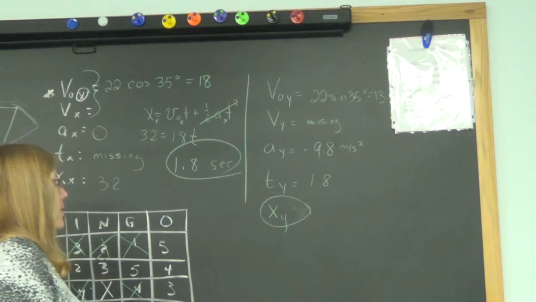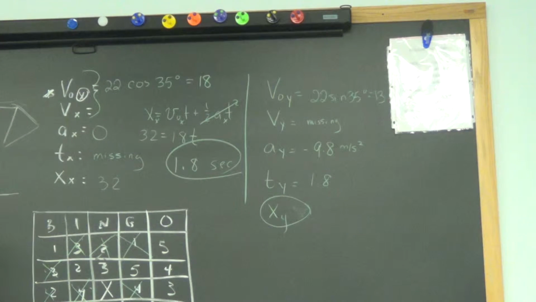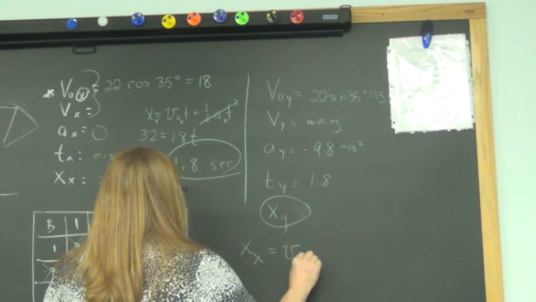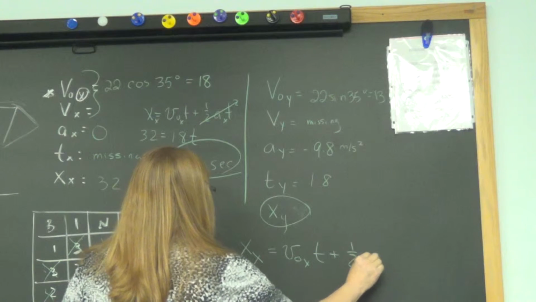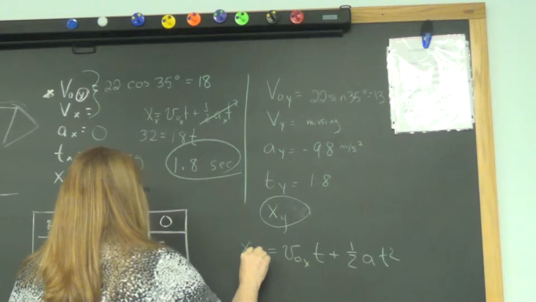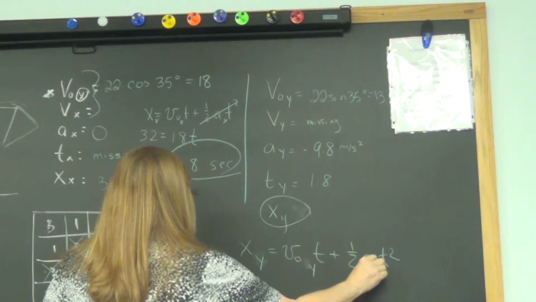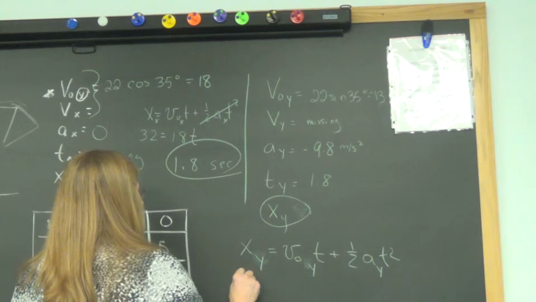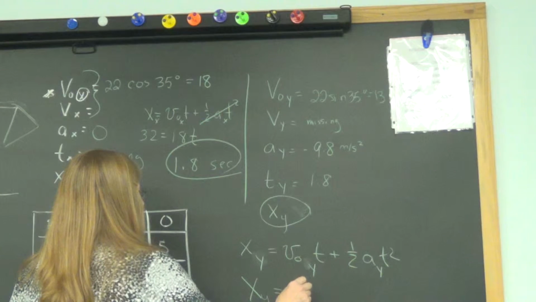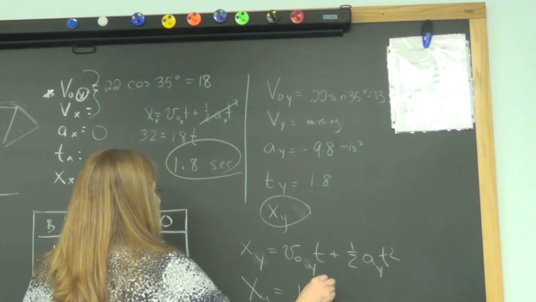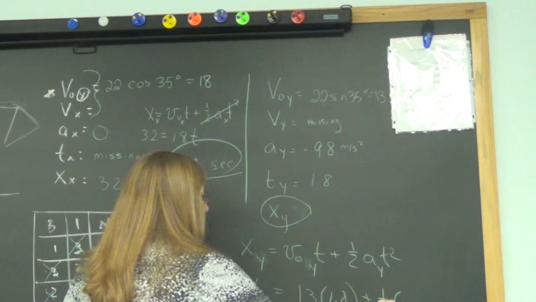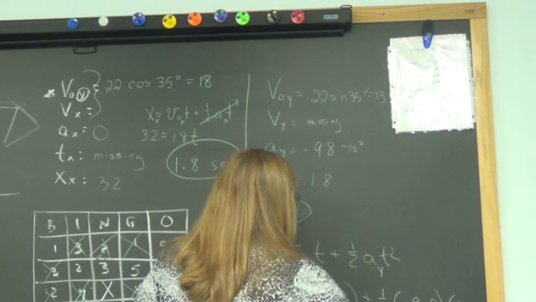All right. The equation when we have this kind of situation is the vo equation again. So take the equation. This time we're in the y direction. All right. Emily, can you fill in the values in the equation? Sure. X is what you're solving for, so that just says X. V0, so it'd be 13 times 1.8 plus 1/2 negative 9.8 times 1.8 squared.